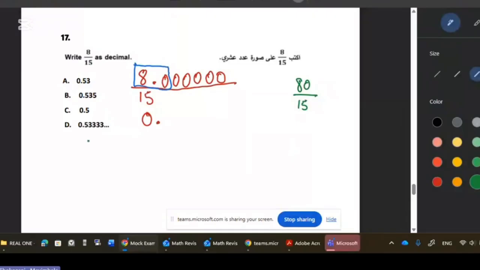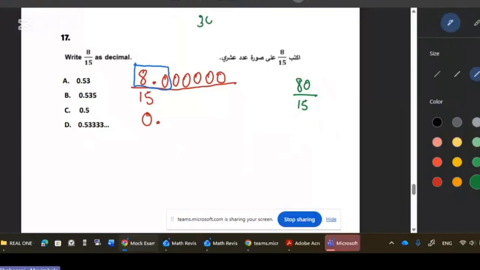You're only saying that because you can see these numbers there. This is what you're going to do. Separate. You remember separating? Yes. Let's separate the 80 so that we can be able to divide with 15.